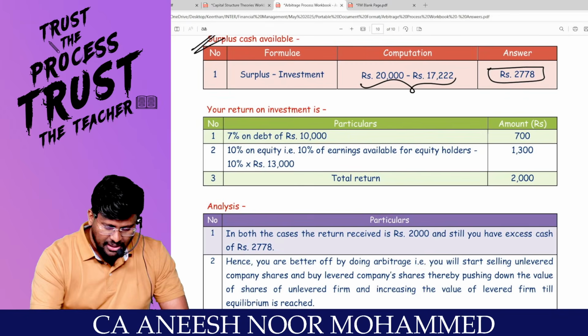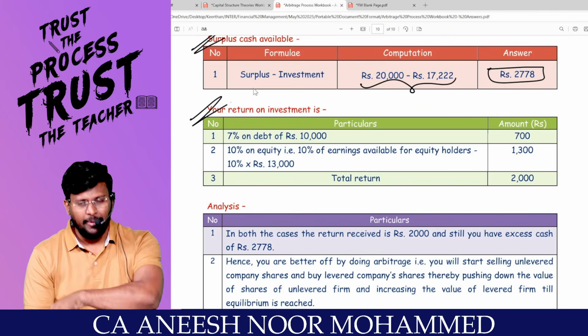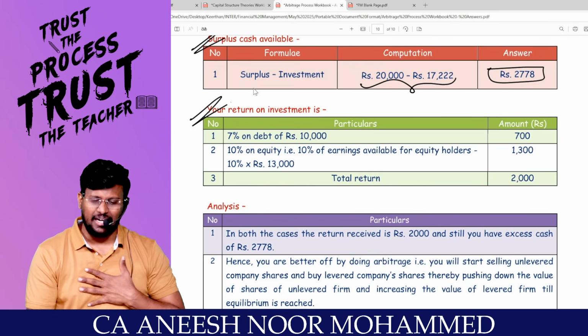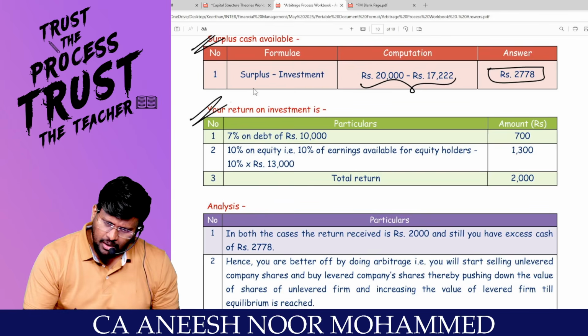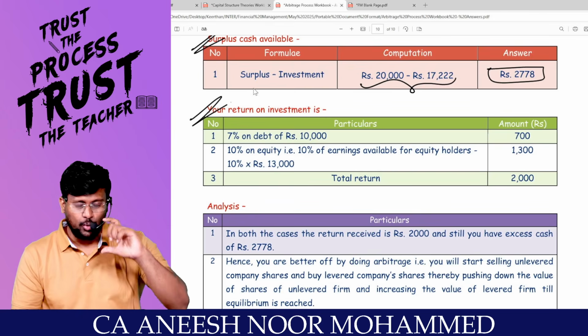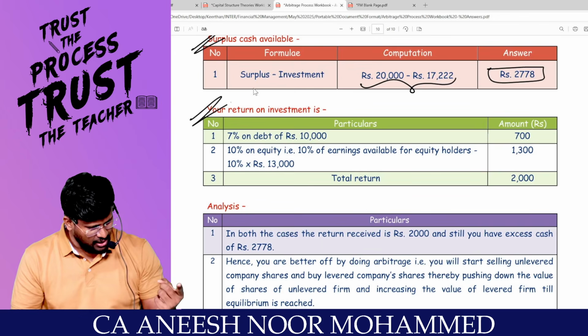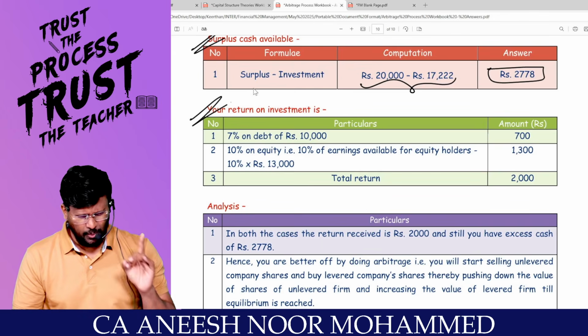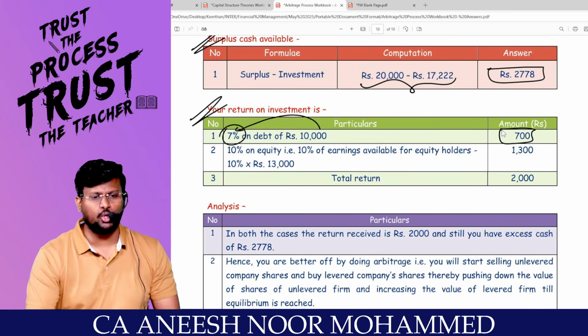Now I am checking what will be my return before the arbitrage process and after the arbitrage process. Correct? Now you are in the levered firm. 1 lakh rupees is the market value of debt. On that you are holding 10%, that is 10,000 you are holding. For that you will get KD of 7%. 700 rupees will come to you.